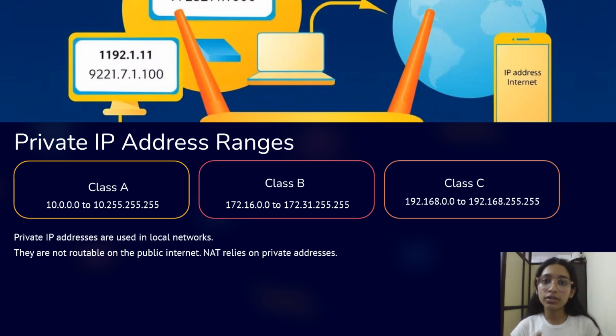Basically, as we saw earlier, the address format is the 32-bit address format incorporated in IPv4. This is the format in which Class A, B, and C private IP addresses are ranged. Private IP addresses are usually used in local networks, and they are not routable on the public internet for obvious reasons, hence the name private IP address. And NAT relies on private addresses.